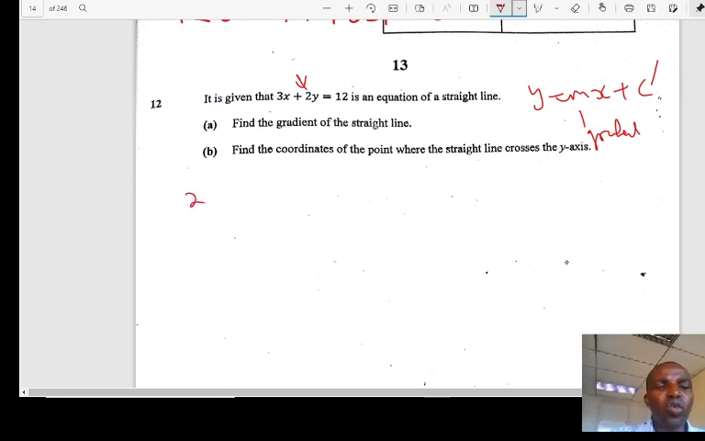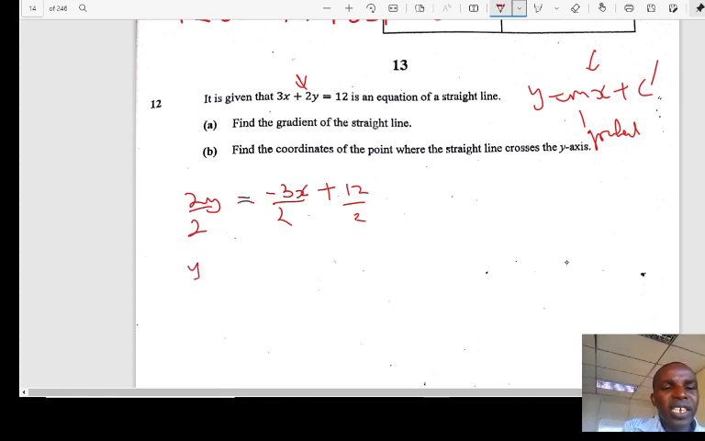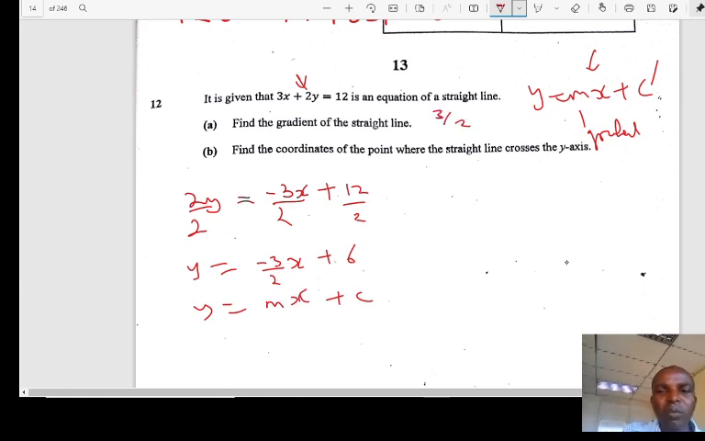You write here 2y is equal to, it's mx, so you start with x here, so I have to put 3x on the right side, but it will become minus 3x plus 12 here. Then to be left with y on this side, we divide everything by 2, like this. It will be y is equal to minus 3 over 2 x plus 6. So, y is equal to mx plus c, our gradient is what? It's minus 3 over 2. That's the gradient. So that's the first part.